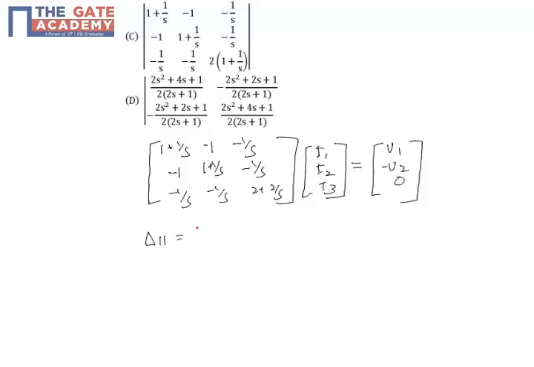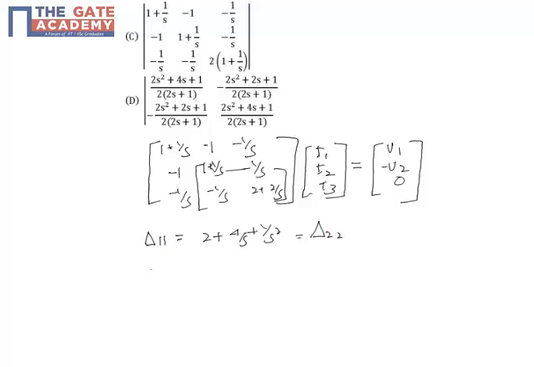Del 1 is the determinant of, in fact it is a cofactor of the first element, which is 1 plus 1 by s. To find that, we have to find the determinant of the resulting matrix that we get by eliminating the first row and first column. So it will be the determinant of this particular matrix. When we determine that, it will be equal to 2 plus 4 by s plus 1 by s square. Now if we observe for del 2 also, by removing this column and this row, we get the same set of elements, which implies that the determinant of that matrix is also the same. So for del 2 also it is the same.